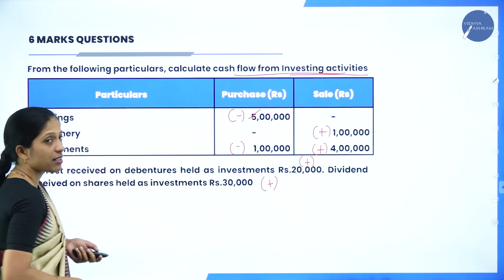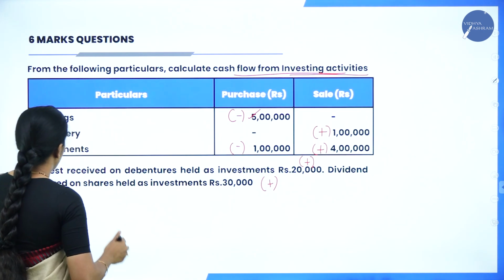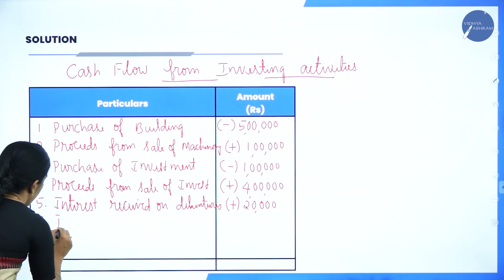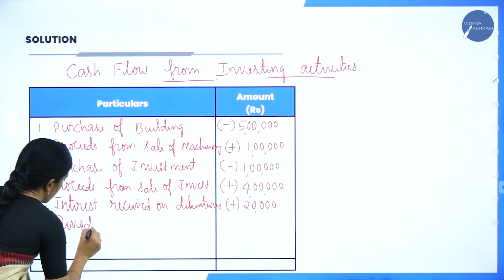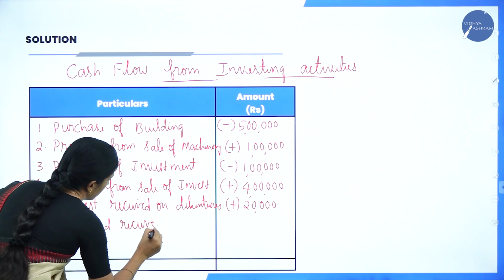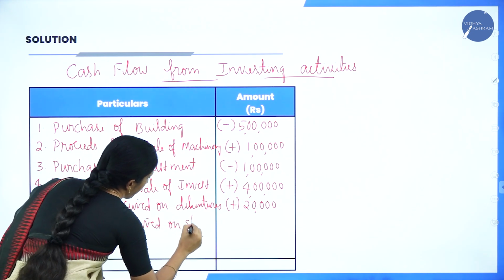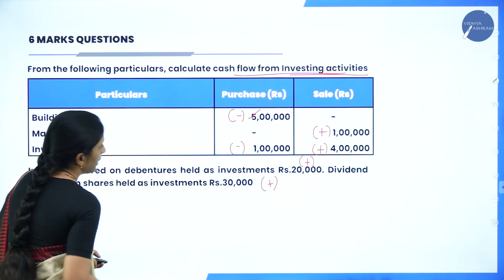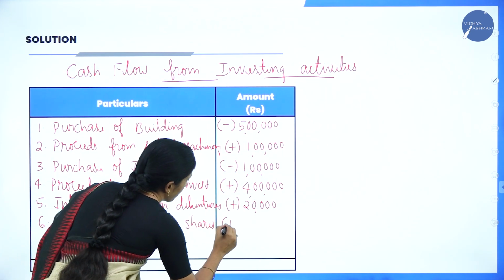Then we have dividend received on shares, that is plus 30,000.